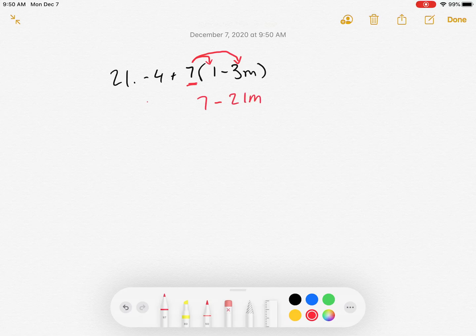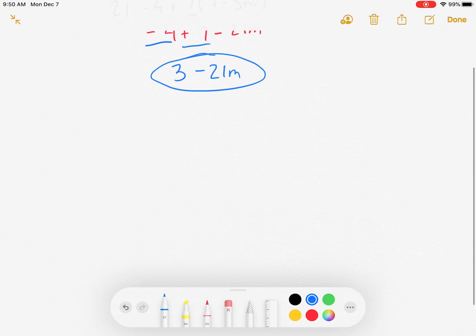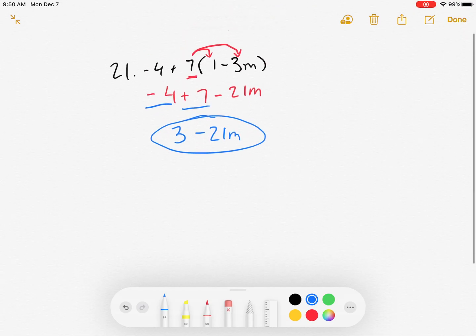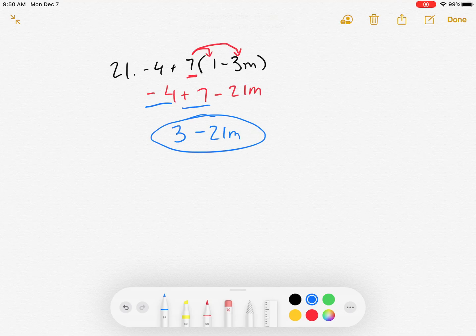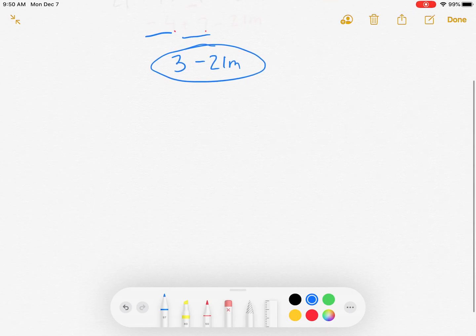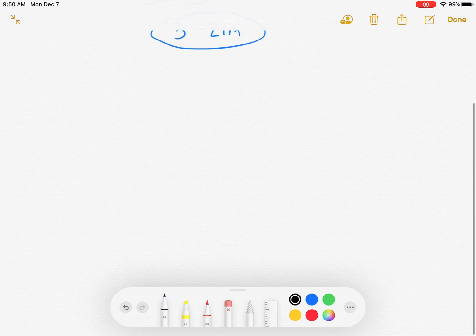So we would do 7 times 1 would be 7 minus 7 times 3m would be 21m. And then we copy down the remainder of the problem, which is -4 plus. So from this point, you would solve it just like any of the rest of them. We would say, okay, -4 and +7 are like terms. So that would give us 3 minus 21m. And that would be our final answer.